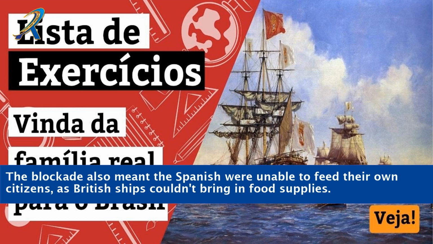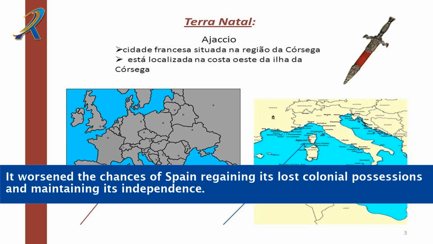The blockade also meant the Spanish were unable to feed their own citizens, as British ships couldn't bring in food supplies. It worsened the chances of Spain regaining its lost colonial possessions and maintaining its independence.